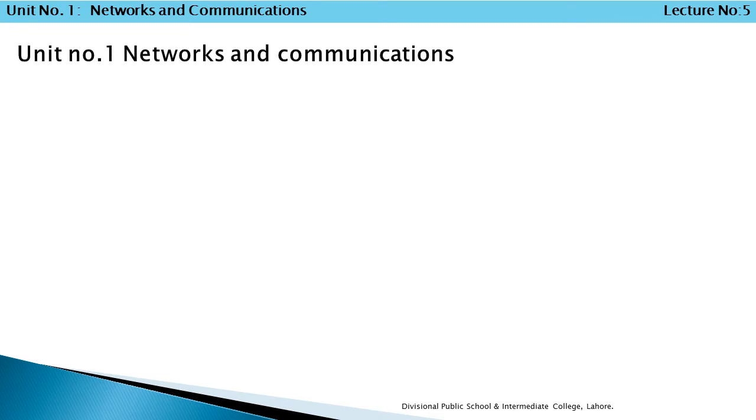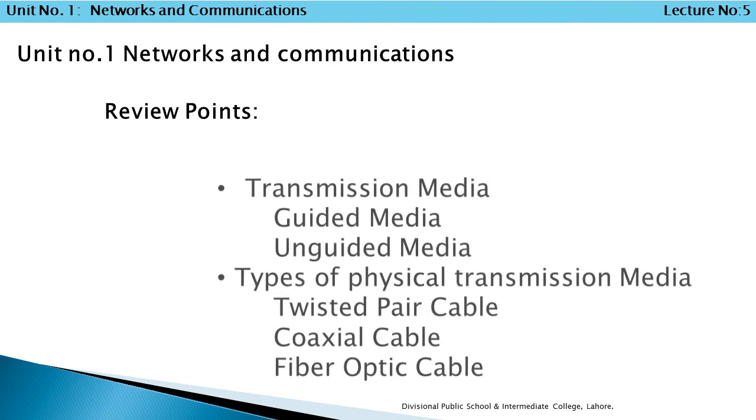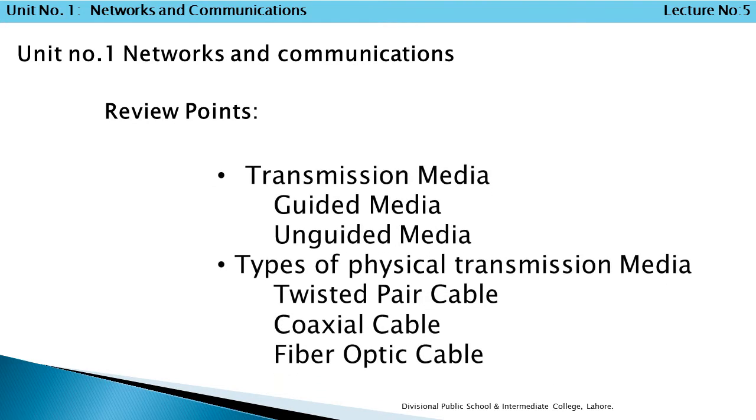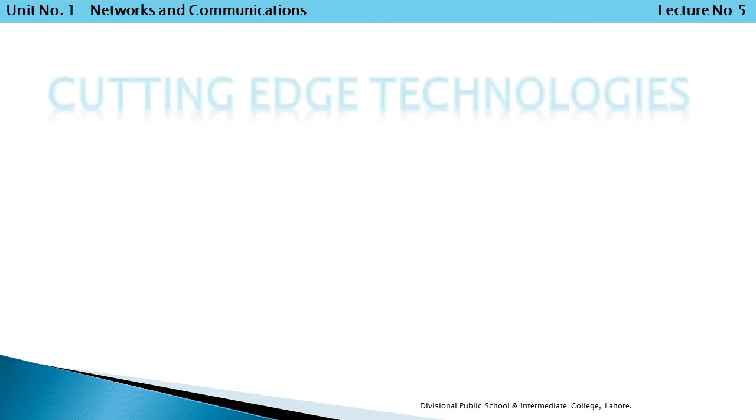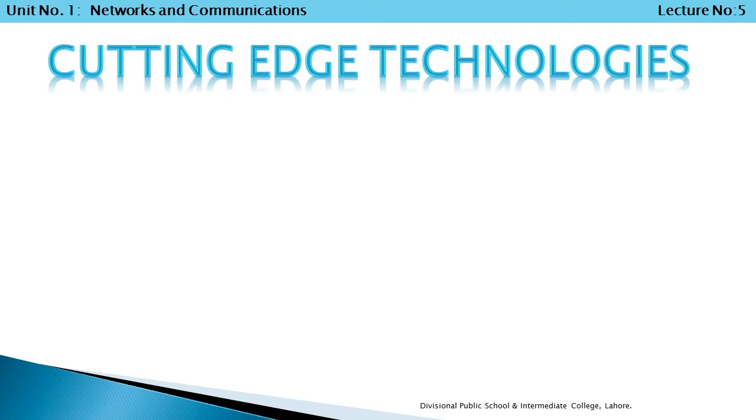This is unit number 1, Networks and Communications. In our previous lecture, we discussed transmission media, guided media and unguided media, and types of physical transmission media, which included twisted pair cable, coaxial cable, and fiber optic cable. Our today's topic is cutting edge technologies.